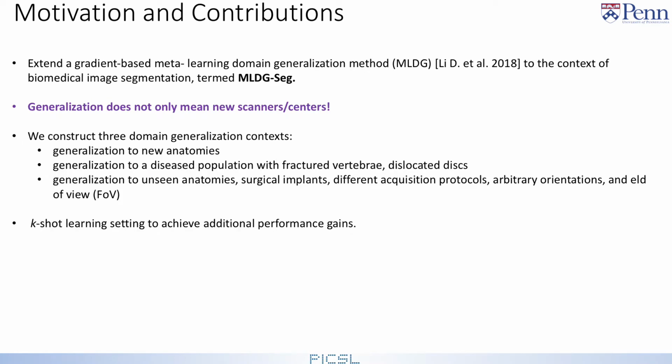In the present work, we extend the gradient-based meta-learning domain generalization method that has shown promise for image classification tasks to the context of biomedical image segmentation and call it MLDG-SEG. To evaluate this approach, we focus on the problem of vertebrae segmentation in CT images and utilize 3 publicly available databases. We would like to mention that domain generalization should not be limited to the context of difference in medical centers and sites only. Therefore, to address the drawbacks of existing domain generalization methods as mentioned in the previous slide, we construct 3 domain generalization contexts.